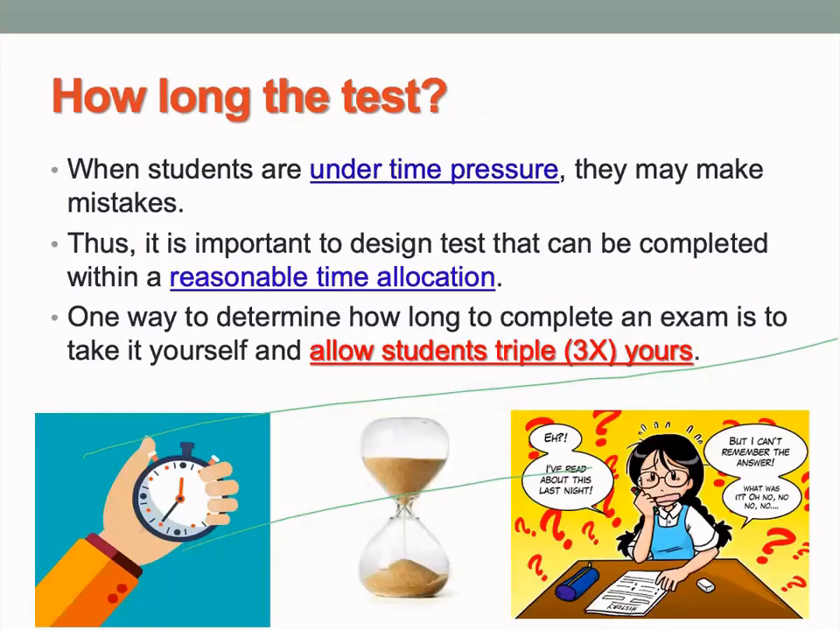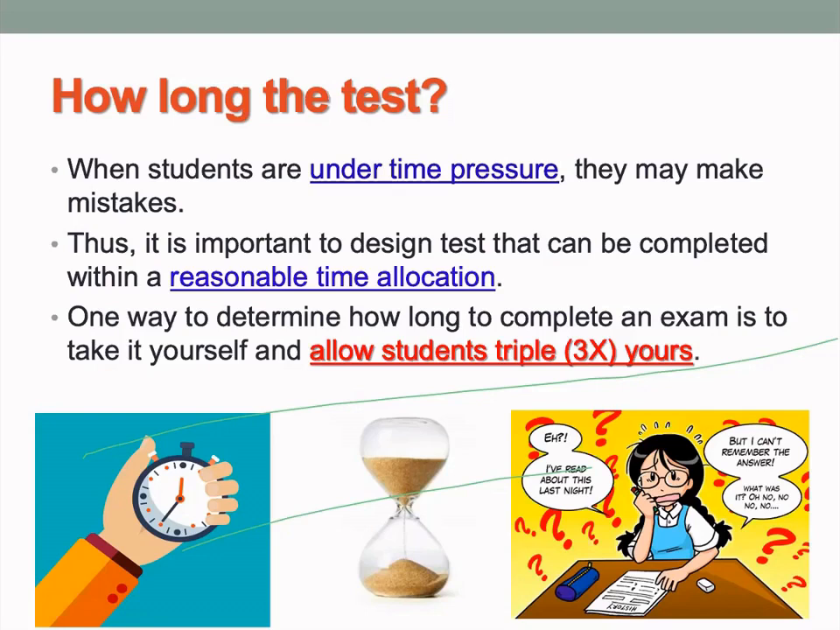And then how long is the test? How long do we give the student to take the test, to complete the test? We have to understand that when students are under time pressure, they may make mistakes. Not only students, even us. Sometimes pressure makes you become better, but sometimes the pressure can make you make mistakes. So this is important when we design the test.